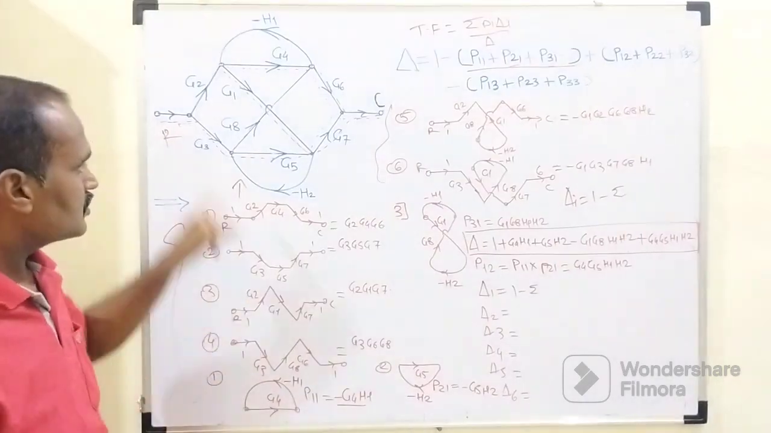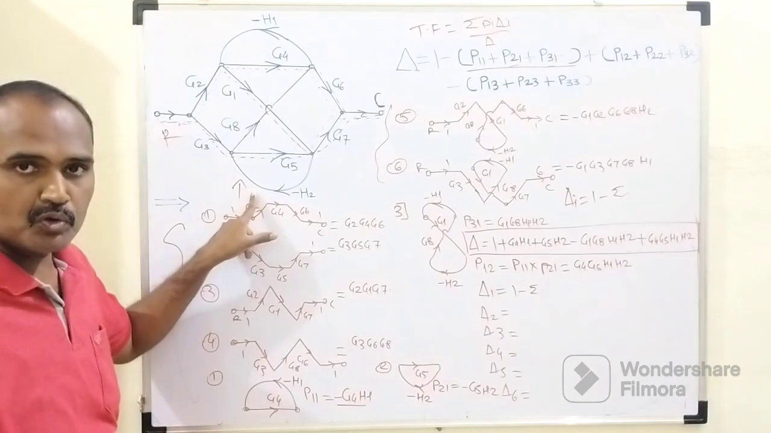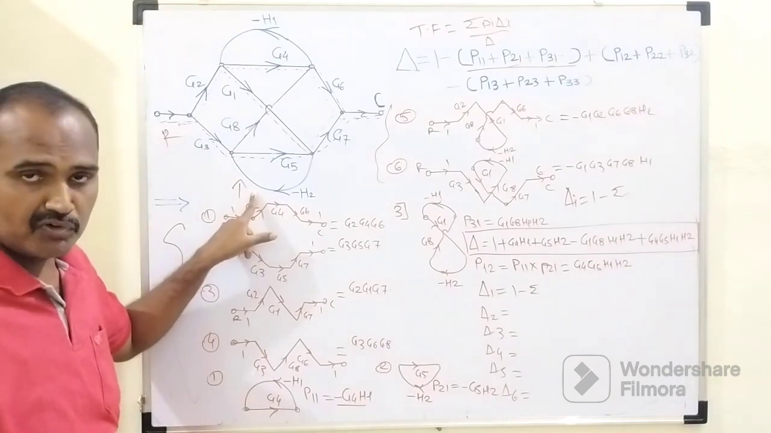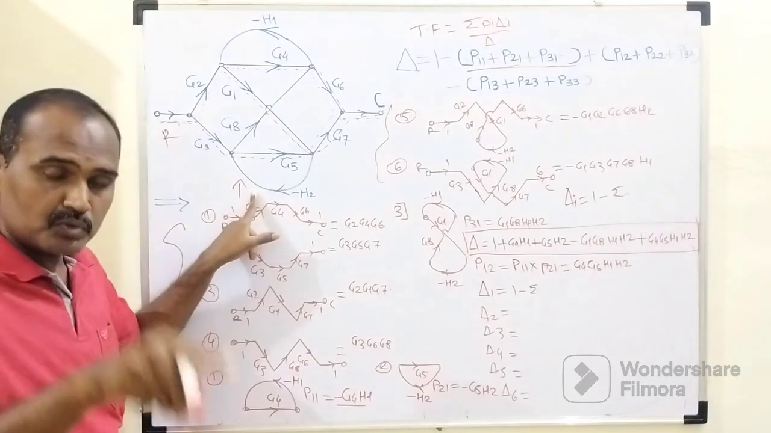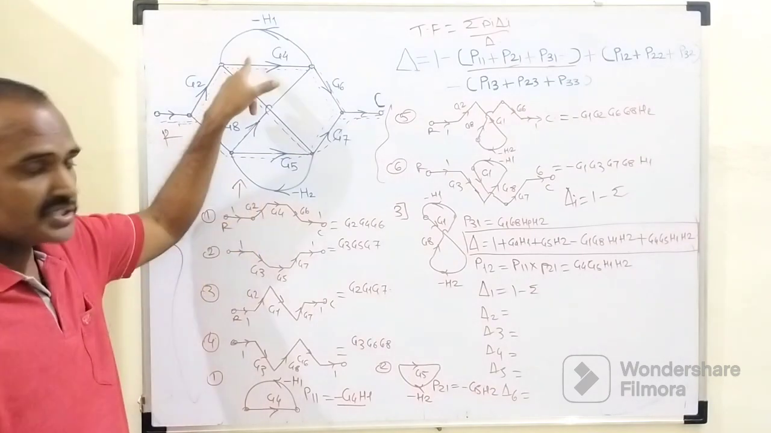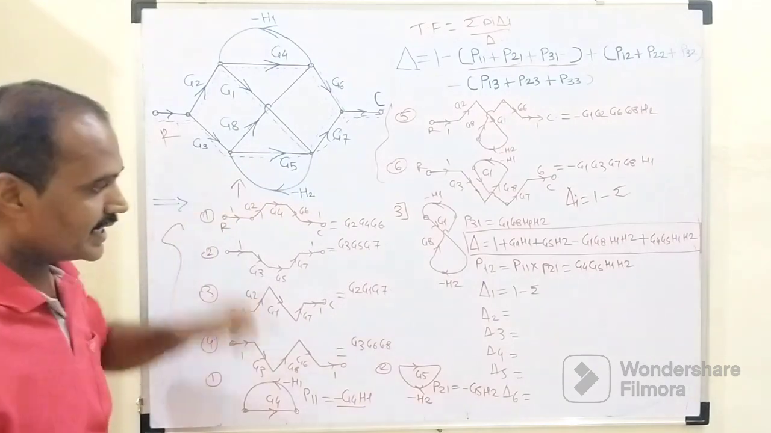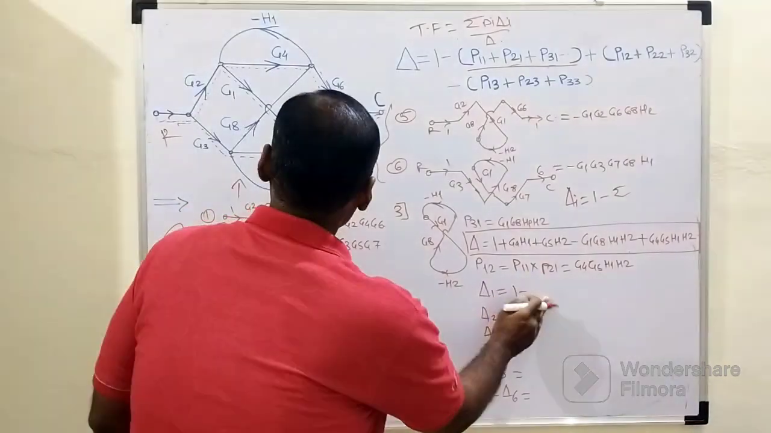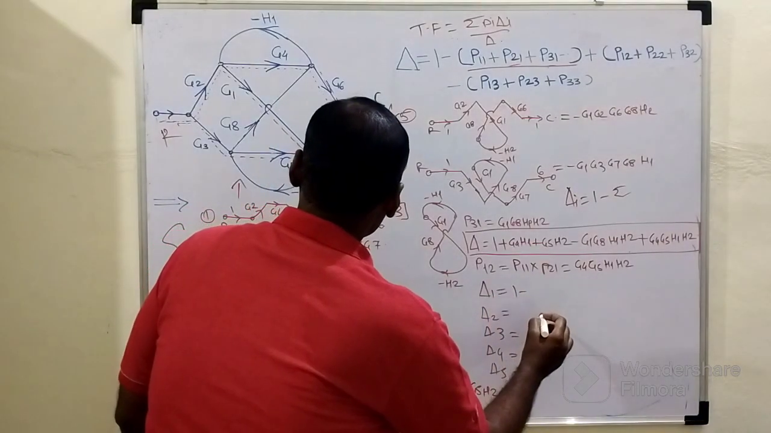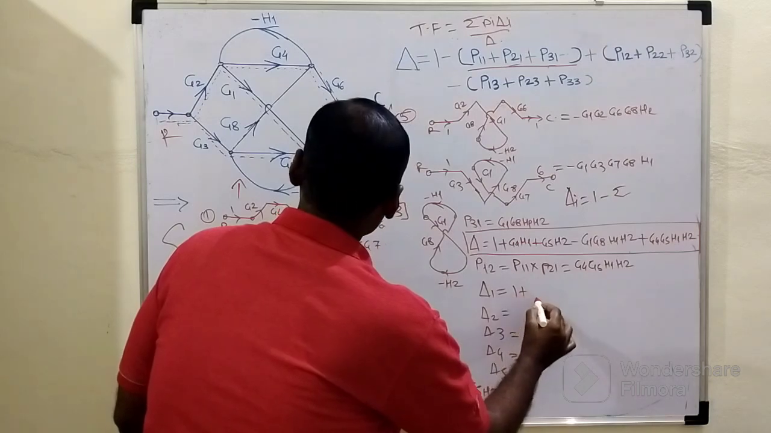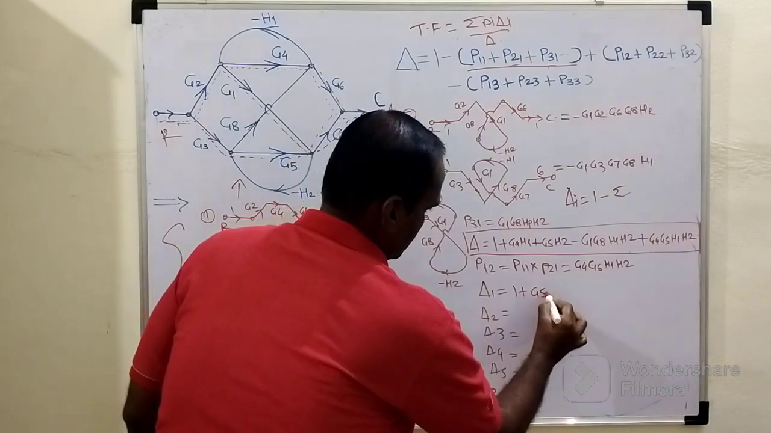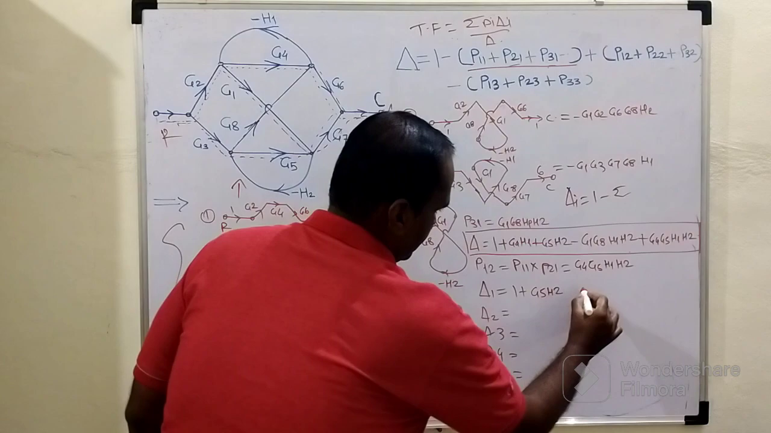So delta 1 equals 1 minus the summation of all loop gains which will not touch that first forward path. There are 3 loops. Out of those 3 loops, this loop will not touch the first forward path. So delta 1 will become 1 minus the gain of this loop. The gain of this loop is negative, so minus it will become plus, G5 times H2. This will be delta 1.